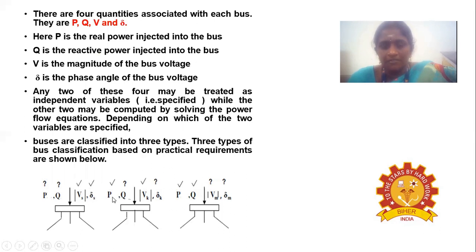Sometimes real power and magnitude of voltage will be given, that we can call a generator bus or PV bus. So what are the remaining 2 parameters? Reactive power and phase angle, that we need to calculate by conducting load flow studies. In the case of a load bus, real and reactive power will be specified. Then we have to calculate the magnitude of voltage and phase angle.